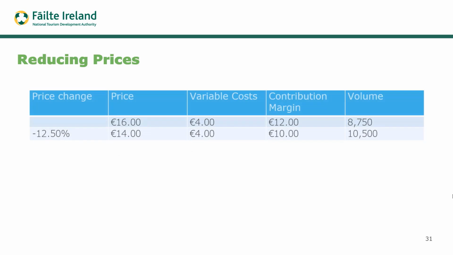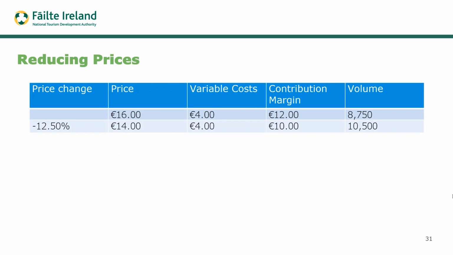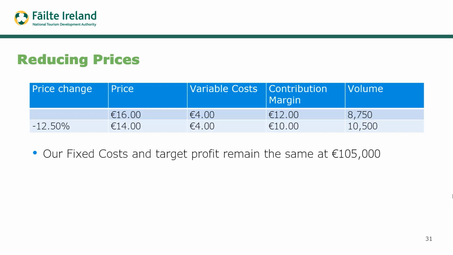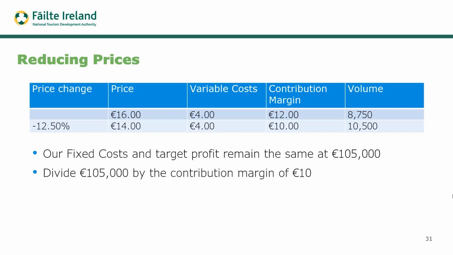Let's say in our restaurant we have to reduce the average cost of a meal to €14 from €16 because our competitors are discounting. We want to make the same level of profit of €25,000. Our fixed costs have stayed the same, so we need to see what increase in volume we need to achieve to make the same profit. So our fixed costs and target profit remain the same at €105,000. So we divide €105,000 by the contribution margin of €10.